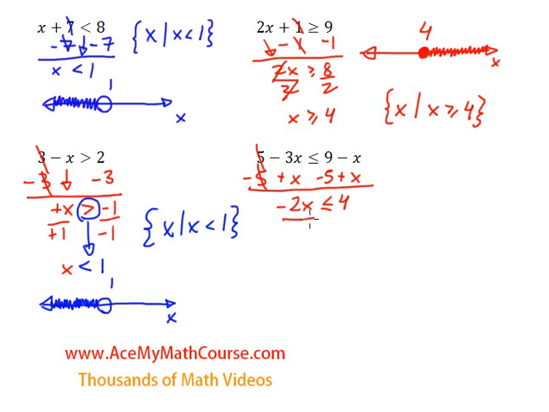I can divide both sides by negative 2. And by doing that, this will become greater or equal. Those cancel out. We bring down the x. X is greater or equal to 4 divided by negative 2. Negative 2.